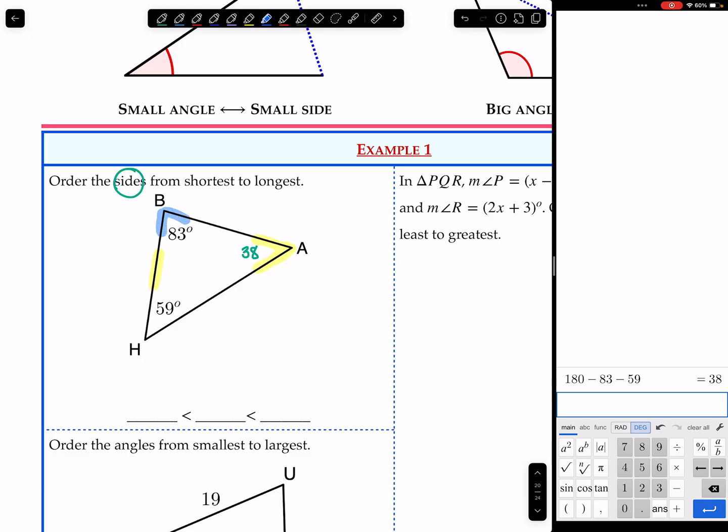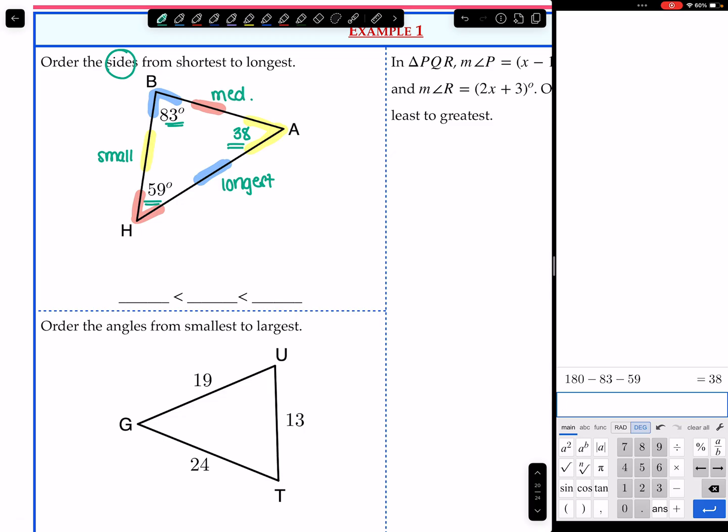This angle here goes with this side. And this angle here goes with that side. So 38 being the smallest angle means that this is the smallest side. 59 being the middle angle means that this is the medium side. 83 being the biggest angle means that this is the longest side. So difficult, I know. So, in order, and to name them: HB, smallest side; AB, medium side; HA, long side. Oh my gosh, that is so hard.